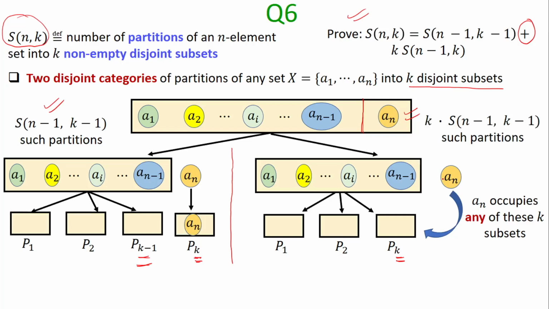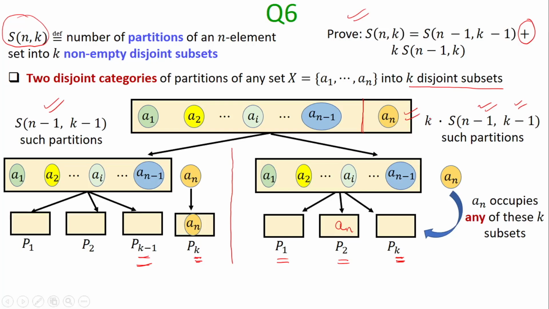So it's easy to see that the number of partitions in this category will be: first, we have to find out how many ways I can partition n minus 1 elements into k minus 1 subsets. And once I have decided the subsets P1 to Pk, I have the option of putting a of n, namely the nth element, in P1, that's one option, or I have the option of putting a of n into the second subset and so on.